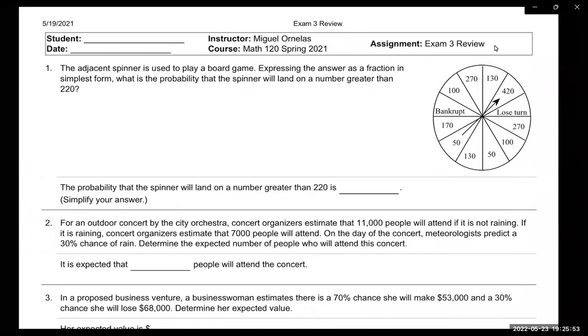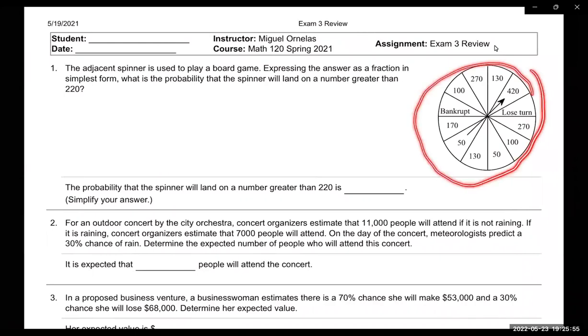So anybody know how many numbers are greater than 220 here? I think it's three. Is it three? Wait, I think you're right. Yeah, I'm seeing three as well. So I see three numbers that are greater than 220.